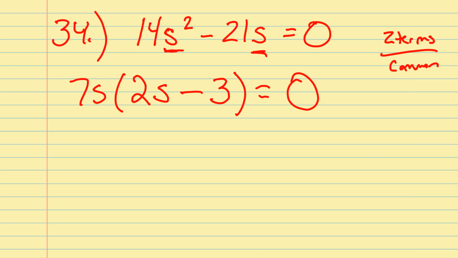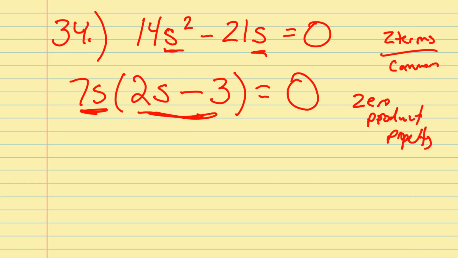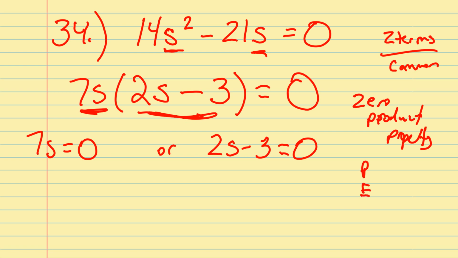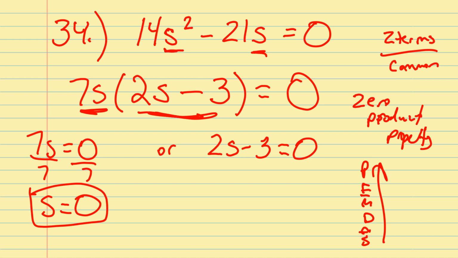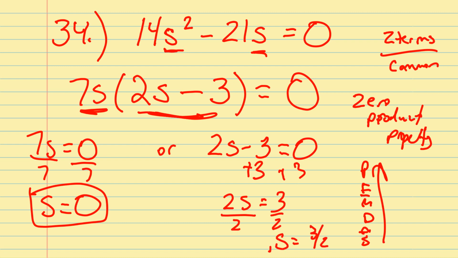Alright. Now, I have two things equal to 0. This guy's equal to 0, and times that equals 0. So if you have two things that are being multiplied, it's called the zero product property. And that lets me say 7s equals 0, or 2s minus 3 equals 0. And I just use PEMDAS backwards. So I divide by 7, s equals 0. That's my first answer. I add 3, I get 2s equals 3. And divide by 2, s equals 3 halves.